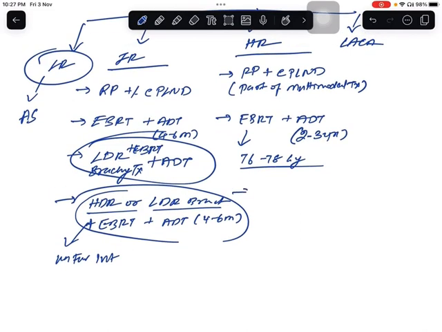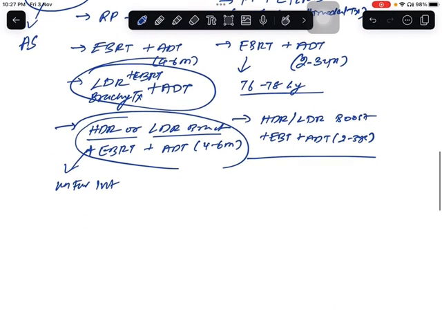So brachytherapy also can be given, like a high dose rate brachytherapy or low dose rate brachytherapy boost to the external beam radiotherapy plus ADT, that is 2 to 3 years. We can also give abiraterone to this high risk group. Okay, abiraterone. It is given along with prednisolone to prevent hyperaldosteronism. Okay. So abiraterone should be given for 2 years.